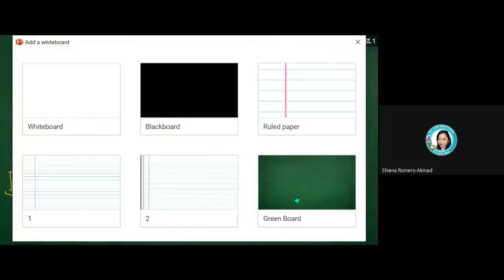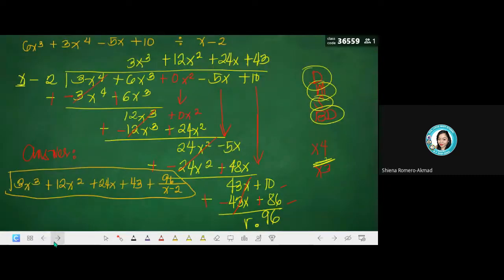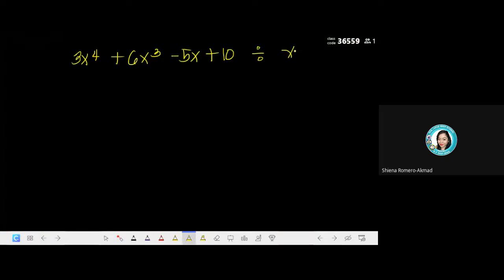Matandaan ko lang. Three, 4, 6, 3, minus 5x plus 10. Yun nga lang, di ko natandaan yung isa. Divided by x minus 2. So dito, na-arrange na natin siya kanina. So kinopya ko na lang.